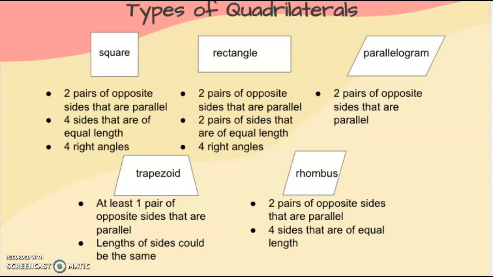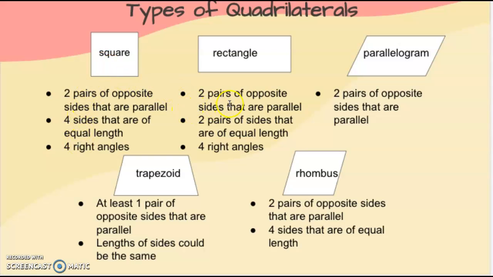So here are some types of quadrilaterals. We have a square. A square is the most special type of quadrilateral because it has the most things that make it unique or special. It has 2 pairs of opposite sides that are parallel. So this side is parallel to this side, and this side is parallel to this side. You have 4 sides that are equal length and 4 right angles. It has to have all 3 of these in order to be considered a square.